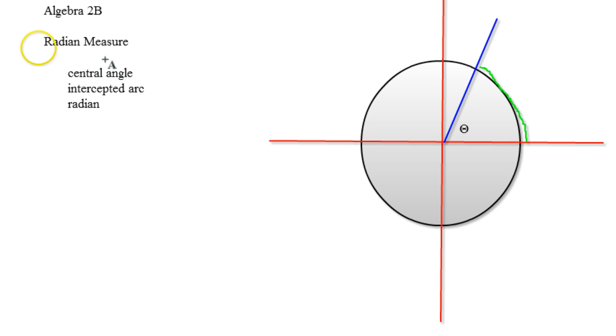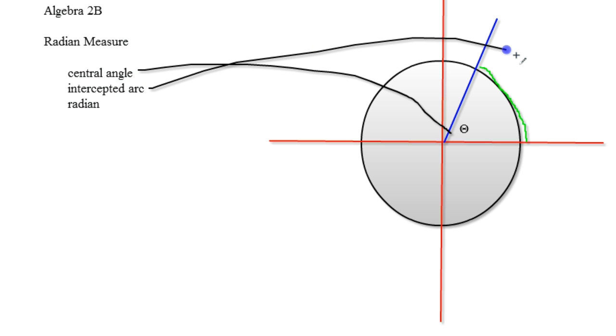This would be the central angle of this object. Now this right here on this side, this green part, is the intercepted arc. It has a length, and we would call that length a radian. So this is measured in radians, its length. Please understand the lengths we're going to be talking about are radians.